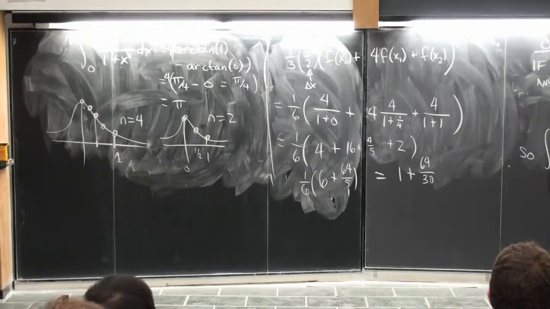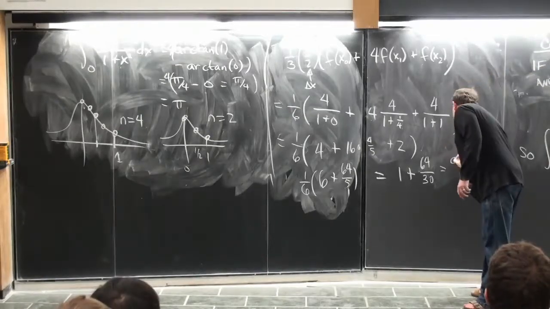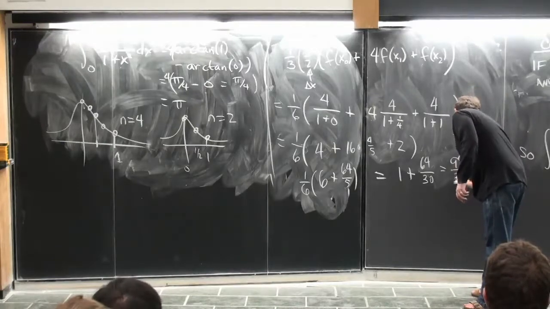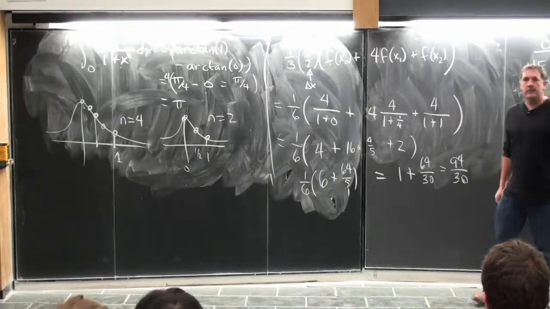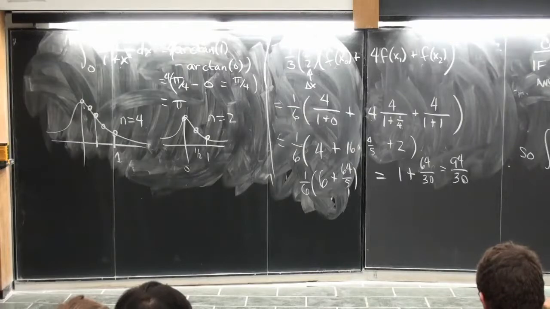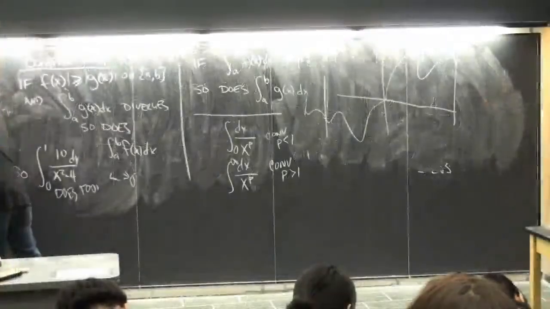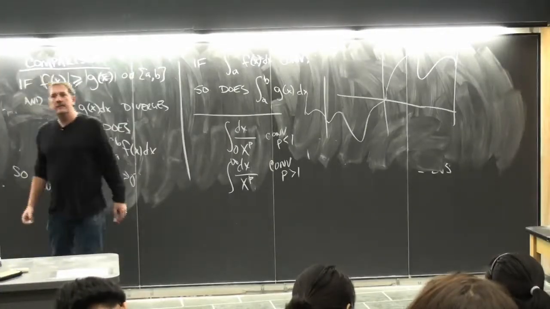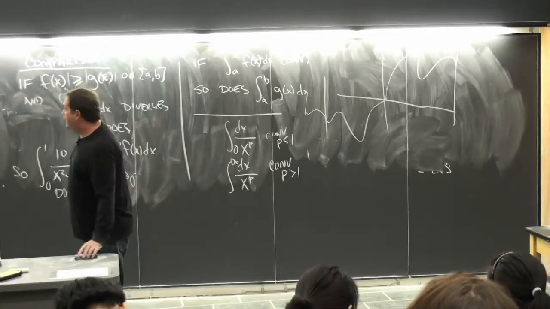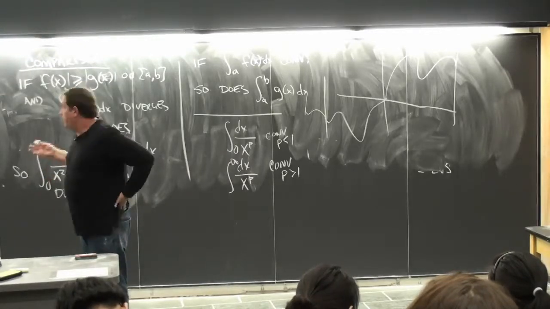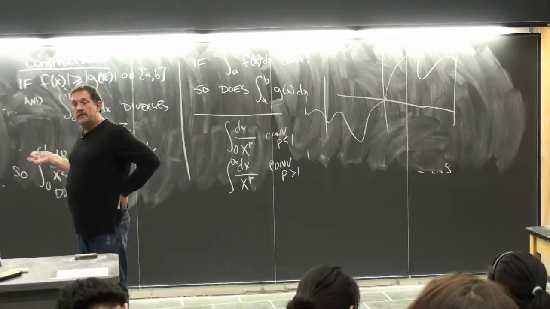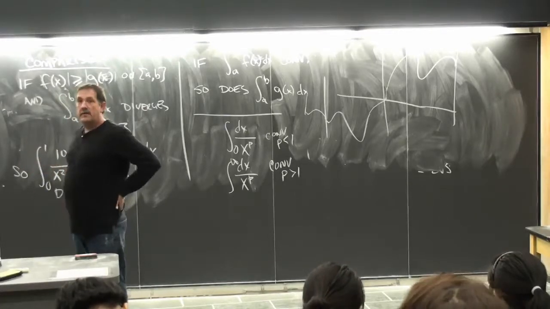I mean, it's some number, right? This is 94 over 30, which is 3 and 4/30, which is around pi. So I know it's about right. Had I done n equals 4, I would have had 3 more terms contributing to the mix, and I would have gotten a better answer.